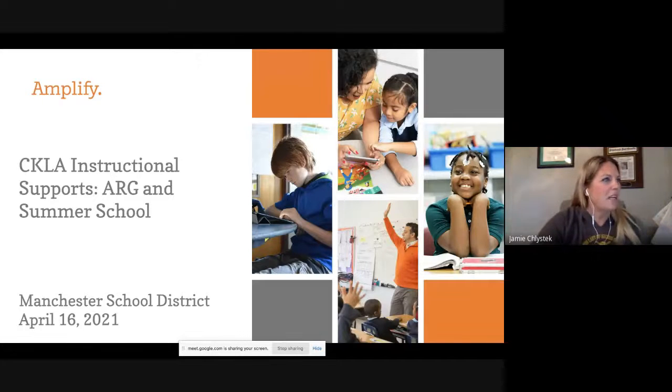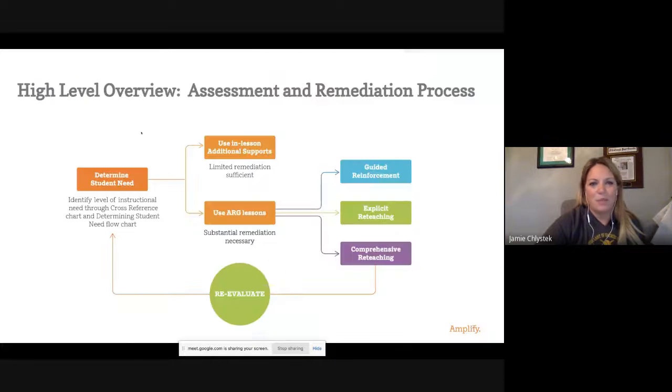Okay, so we're going to kick off with some information a little bit deeper into the assessment and remediation guide. We call it the ARG. There are lots of ways that you can refer to it; it doesn't matter what you call it, as long as you know what it is and what's in it. And then moving into summer school.